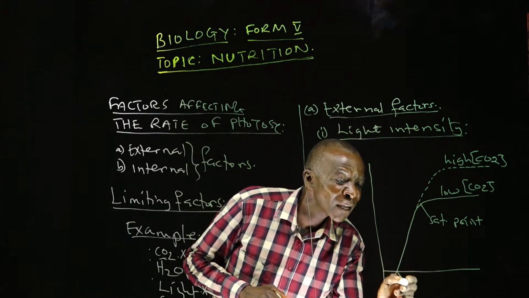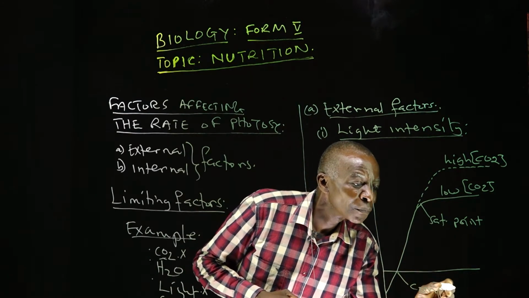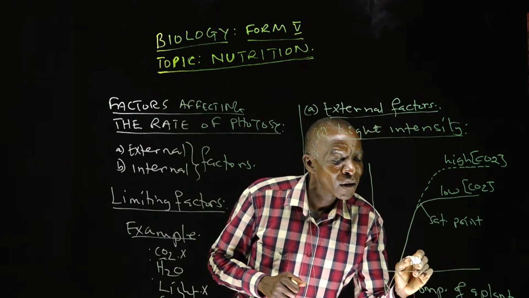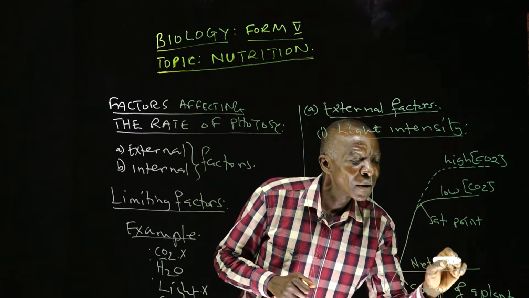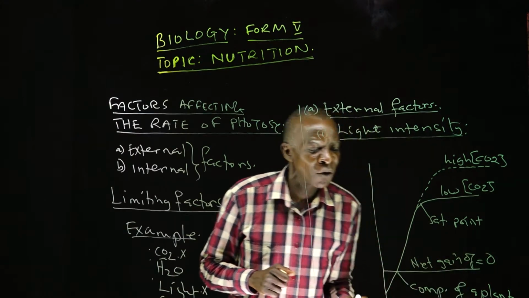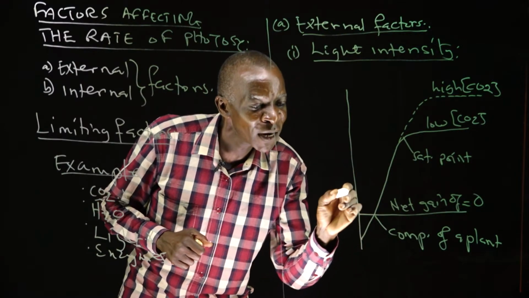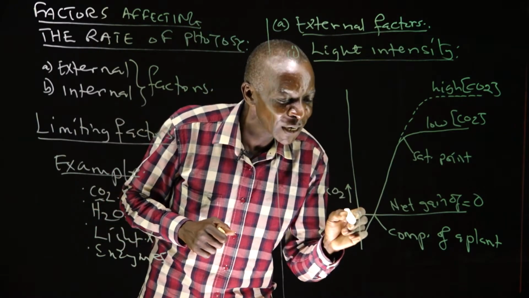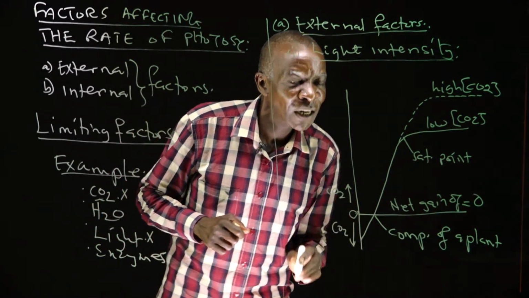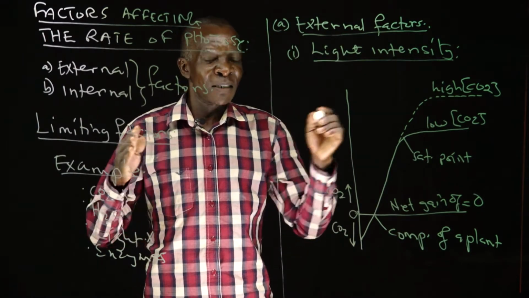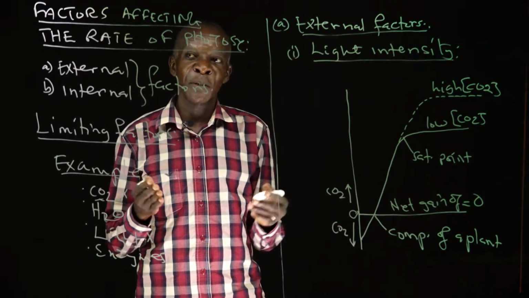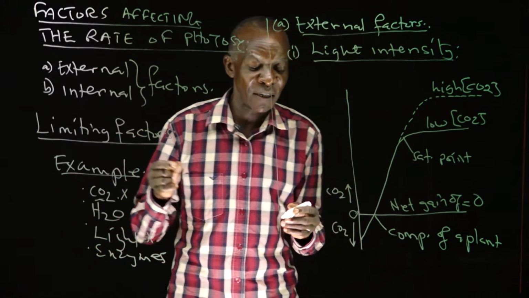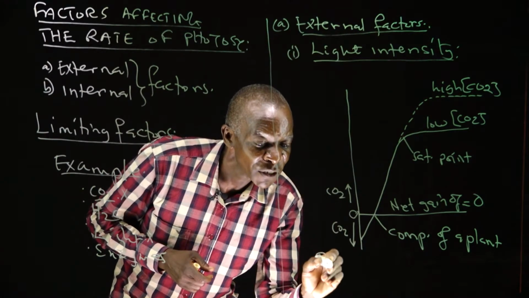Here we have the compensation point of that particular plant, and therefore the net gain of air will be equal to zero. Here we have a zero mark, here we have carbon dioxide taken in, and here we have carbon dioxide given out. That is the general idea, the concept of light as far as photosynthesis is concerned. Now, let's start the question.